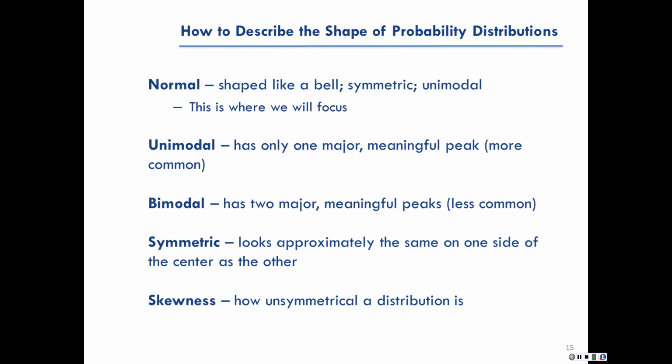Unimodal has only one major meaningful peak, but it doesn't necessarily have to be distributed in the same way that the normal distribution would be. Bimodal, this is less common. This is a distribution that has two major meaningful peaks. Symmetric simply means it looks approximately the same on one side of the center as the other. And then the term skewness is used to describe how unsymmetrical a distribution is.